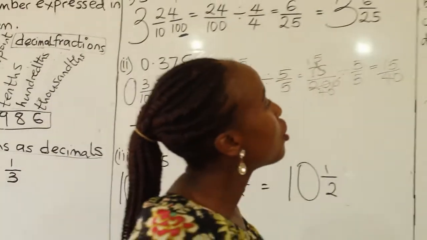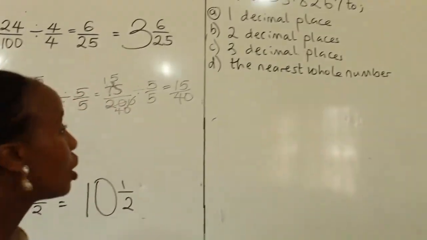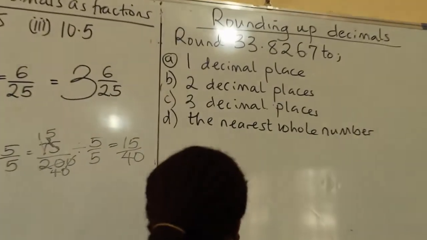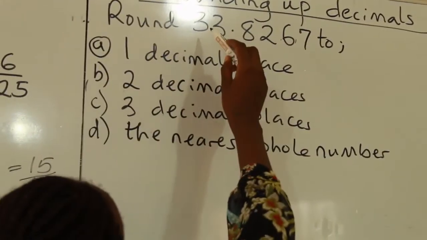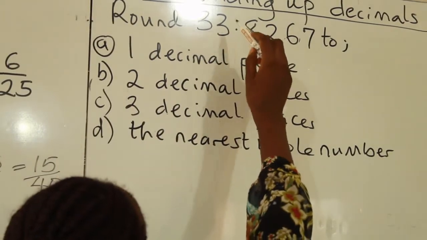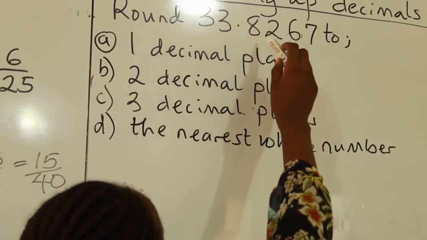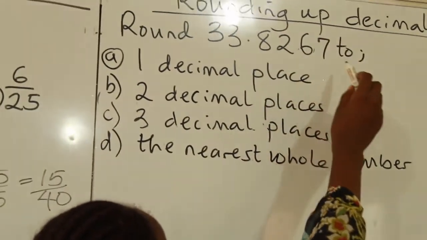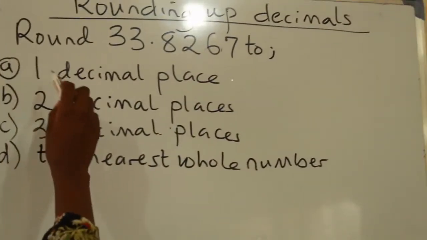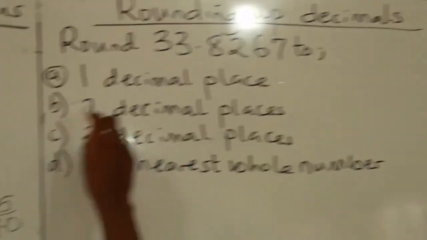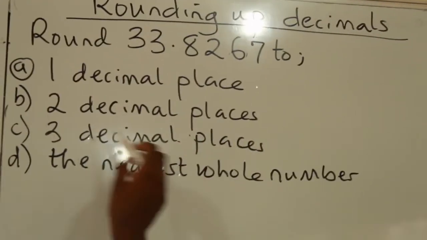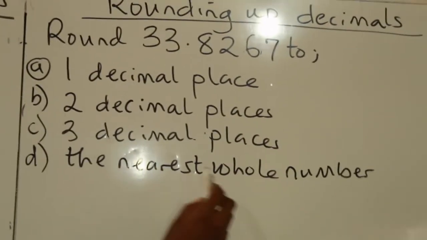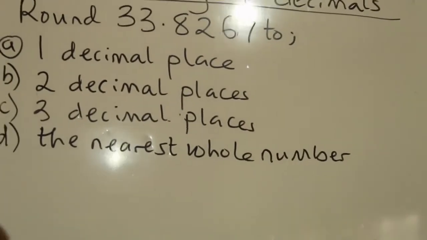Next will be rounding up decimals. Question 1. Round up 33.8267 to A, 1 decimal place, B, 2 decimal places, C, 3 decimal places, and D, the nearest whole number.